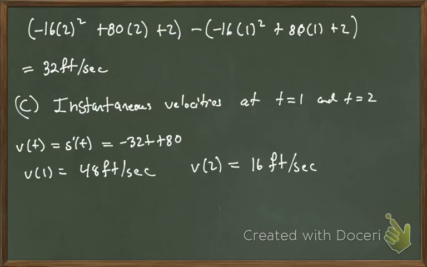So this looks pretty good. We said our average speed between 1 and 2 seconds was 32 feet per second. So at 1 second, our instantaneous velocity was 48 feet per second, and then at 2 seconds, we've slowed down to 16 feet per second, and 32 feet per second is right in the middle there. So that seems good. We'll do 2 more questions. One question will be to find the time required for the object to fall back to the ground, and then what is our velocity as we hit the ground, or an instantaneous velocity.